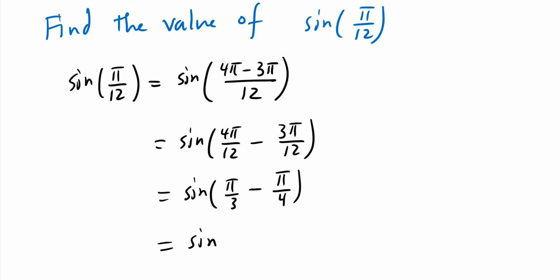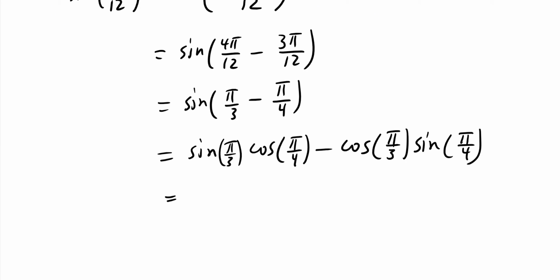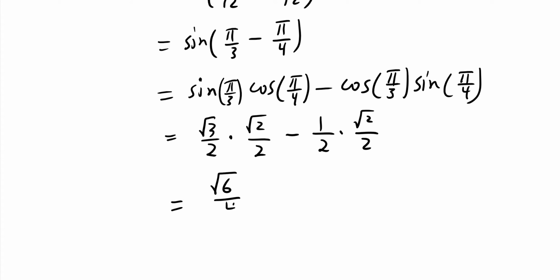Now it looks like sine alpha minus beta. So sine cosine minus cosine sine. Pi over 3 is 60 degrees. Sine 60 is the square root of 3 over 2. This is 45, square root of 2 over 2. This is 1/2. And the last one, square root of 2 over 2. So that gives us an answer, square root of 6 over 4 minus square root of 2 over 4. Combine them.